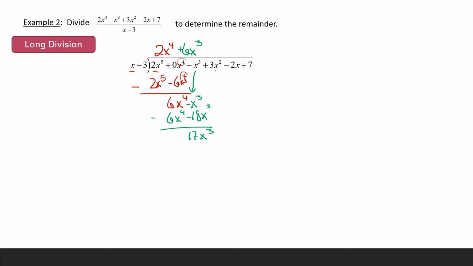Let's bring down the 3x squared, and we divide again the first piece into the first piece, and we get 17x squared. Multiply it back. We have 17x cubed, our numbers are getting a bit bigger, so minus 51x squared. Subtract, and I'm left with positive 54x squared. Bring down the negative 2x.